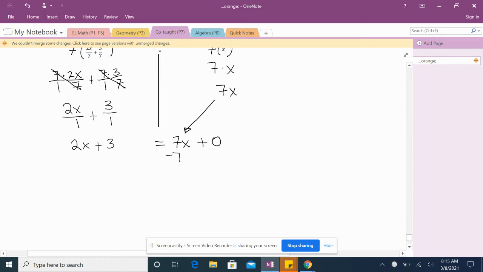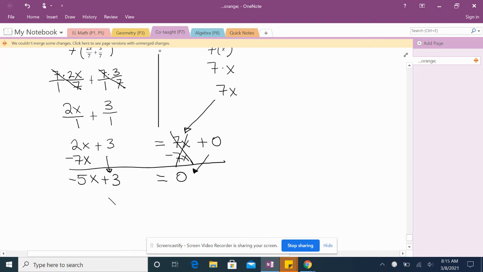The opposite of positive 7x is negative 7x. 2x minus 7x is negative 5x. We bring down the 3. These cancel, and we bring down the 0.